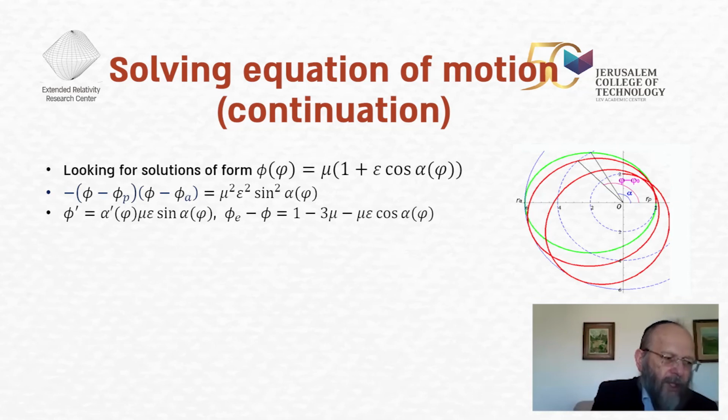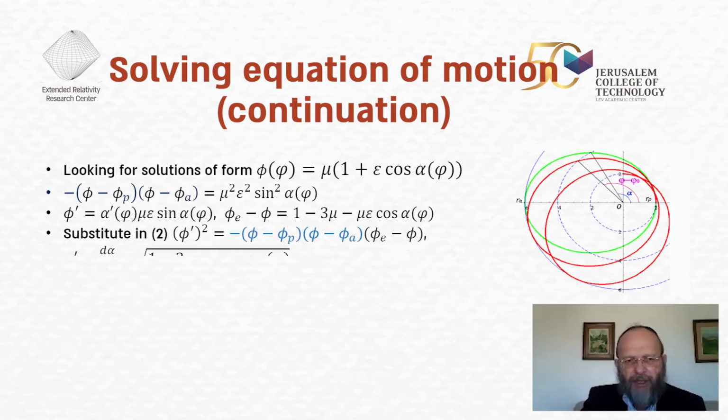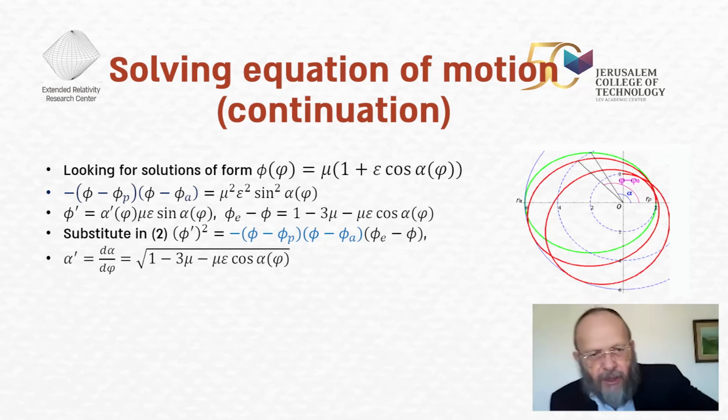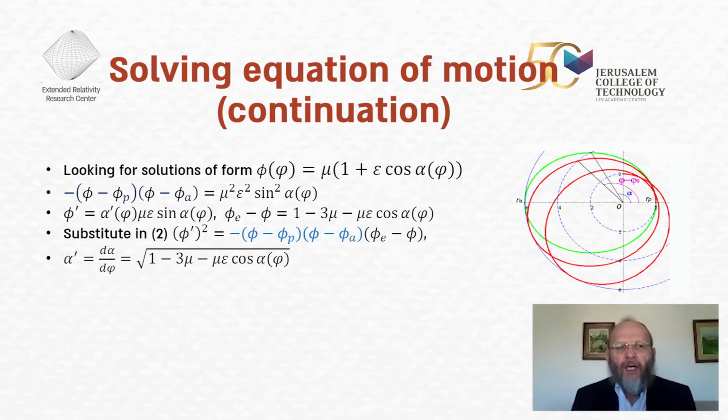Missing a mu. Okay, I'll add this mu. Okay, so this is the expression. Now let's substitute in the equation. So what we'll get, phi dot square equals, that was equation number 2. So phi dot square, we have those terms which cancel out. You get alpha dot square equals this expression. So alpha dot is the square root of this expression. So you got a first order differential equation for alpha dot.